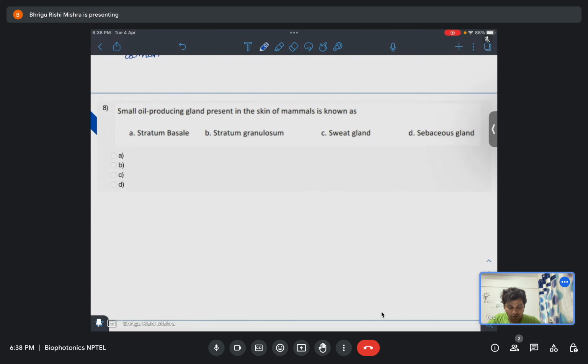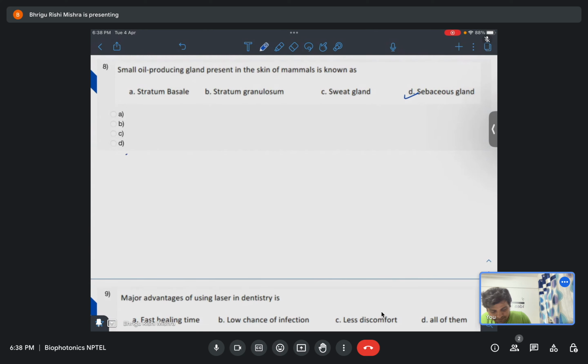Now question number 8: small oil producing gland present in the skin of mammals is known as, and the right answer is sebaceous gland. So what is a sebaceous gland? A sebaceous gland is a small oil producing gland present in the skin of mammals.